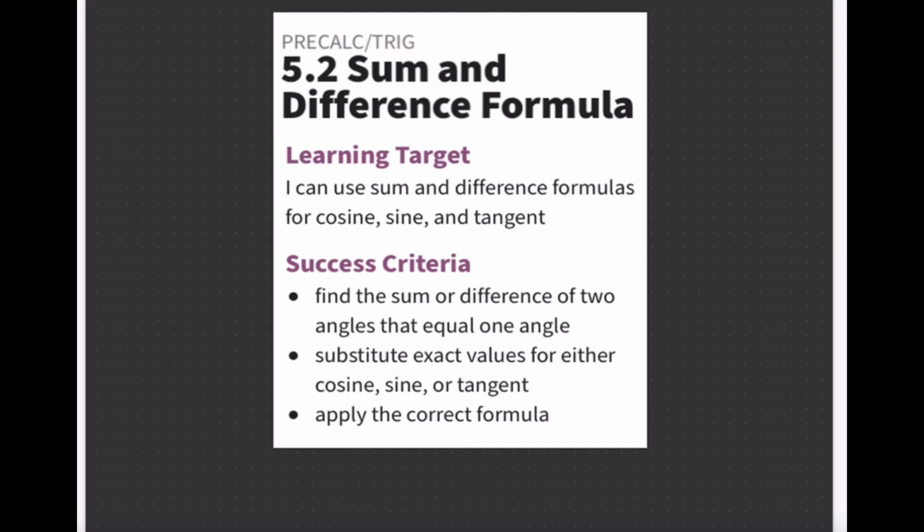So our success criteria: we want to be able to find the sum or the difference of two angles, and when we find that sum or difference of those two angles, it's going to equal one angle. We want to be able to substitute the exact values for either sine, cosine, or tangent. So looking at our unit circle and those radians, being able to put those exact values in there. And then also making sure that we're using the correct formula.